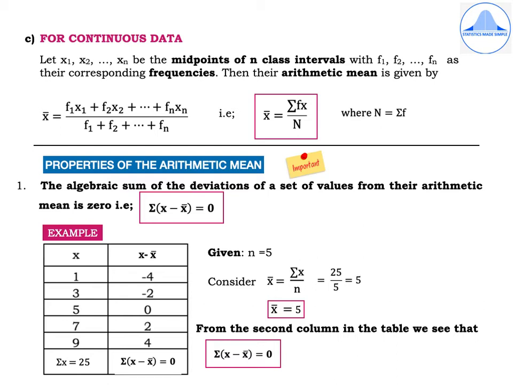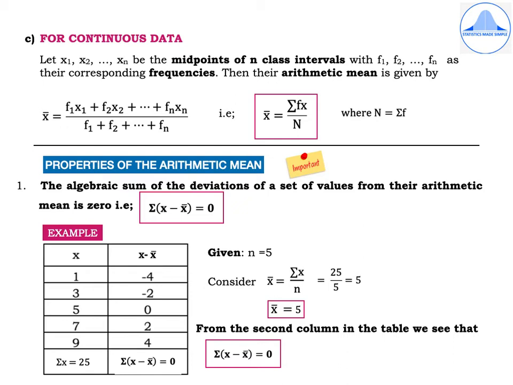Take the first x value, which is 1. 1 minus 5 is equal to minus 4. Then 3 minus 5 is minus 2. 5 minus 5 is 0. 7 minus 5 is 2. And 9 minus 5 is 4.